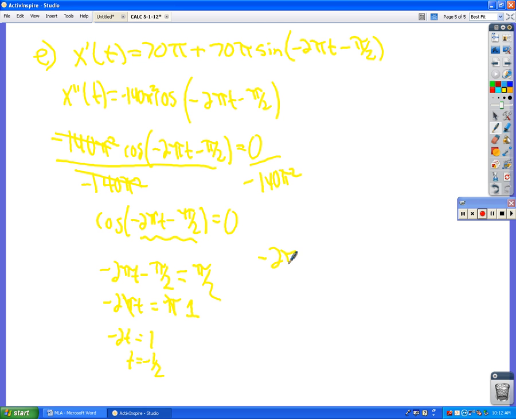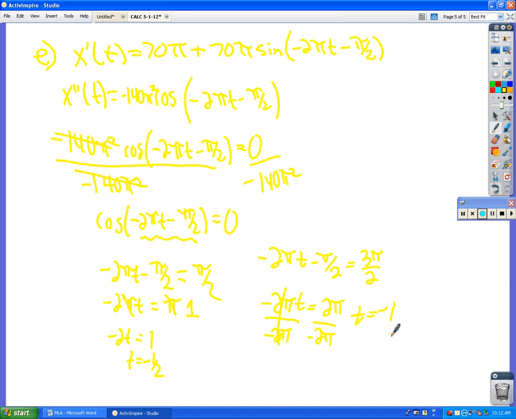When's the next time that cosine equals 0? 3 pi over 2. Yep. So now let's try setting it equal to 3 pi over 2. Add pi over 2. So 3 pi over 2 plus pi over 2 is 4 pi over 2, which is 2 pi. And then I divide both sides by negative 2 pi. And what do I get? T equals negative 1. So we're going the wrong direction.